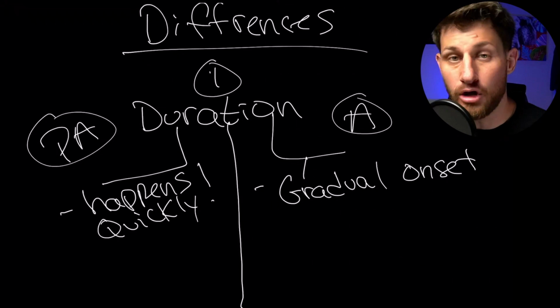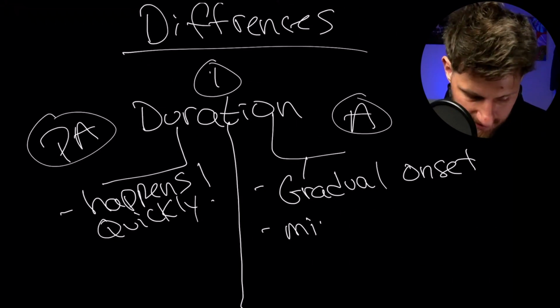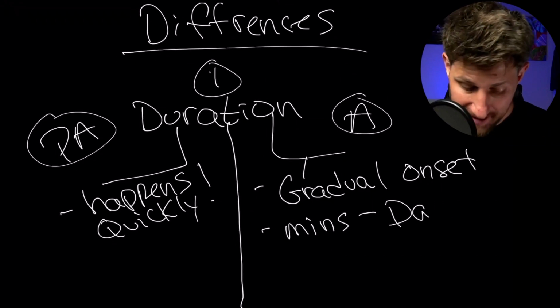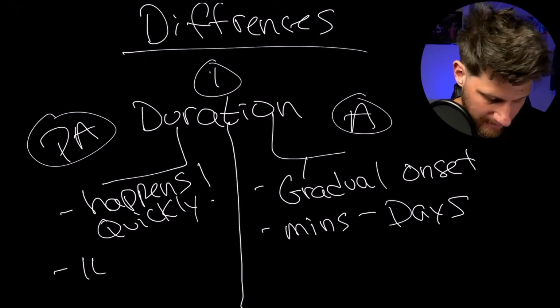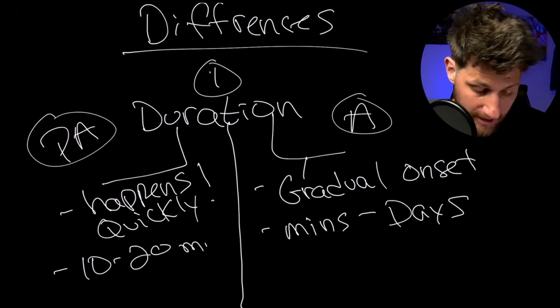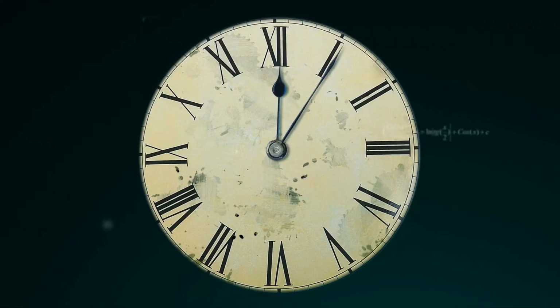Now, how long do they last? When it comes to anxiety, it can be anywhere between minutes all the way to days. These can be long lasting. Some of us may feel like we've been having anxiety our entire life, and we may have. Now, when it comes to panic attacks, typically 10 to 20 minutes, but they can definitely feel much longer.